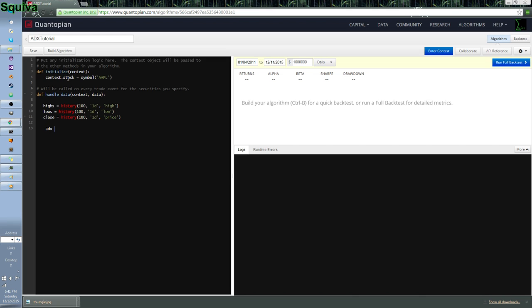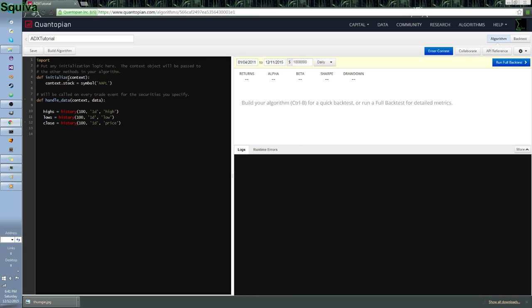Alright, we're going to calculate the ADX. It's going to be equal to... Oh, there's one thing we didn't do. We're going to be using the TA-Lib, which is pretty much just a technical analysis library. So ADX is going to be equal to ta.ADX. Okay, we're going to do highs, context.stock. We're going to do the lows.